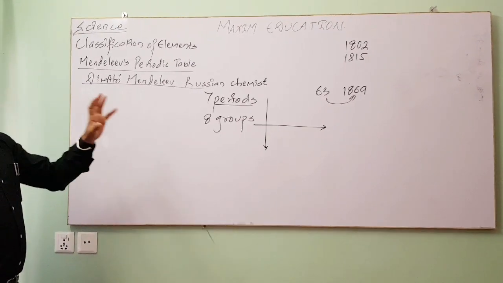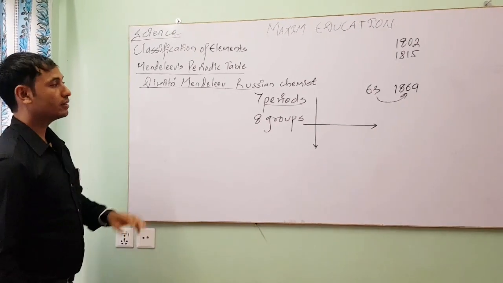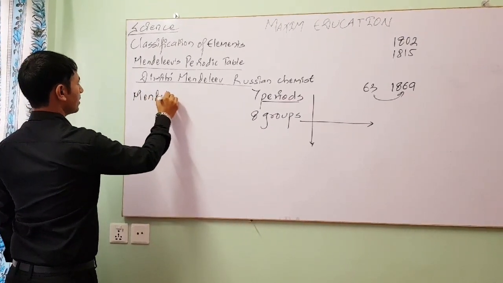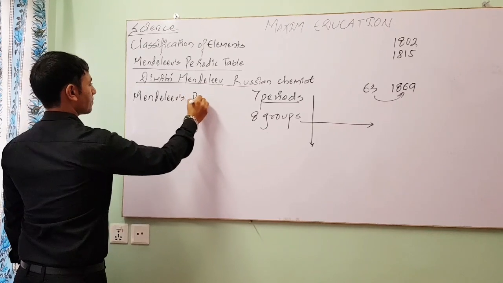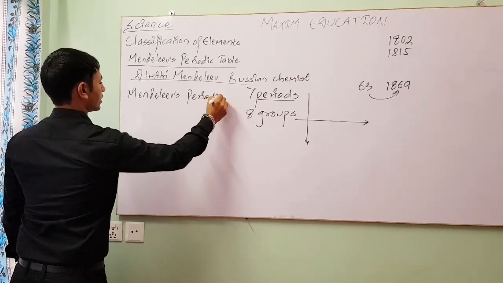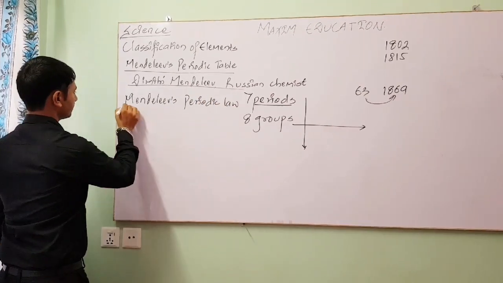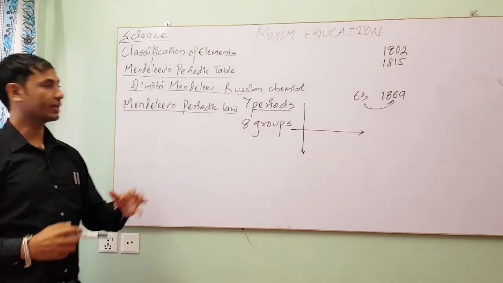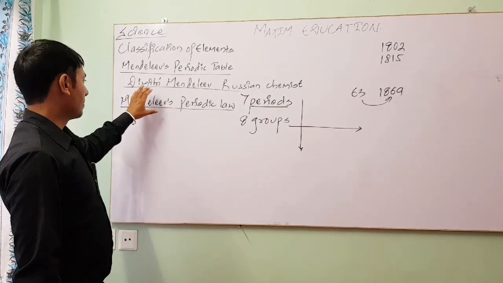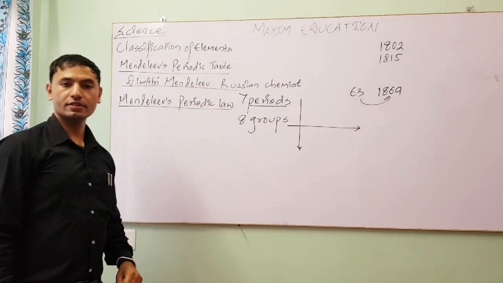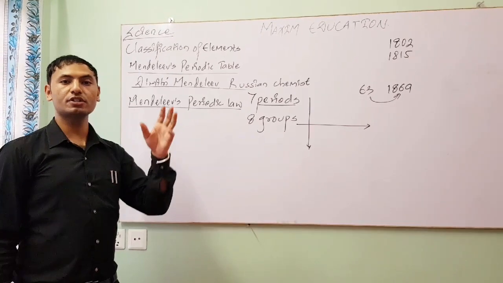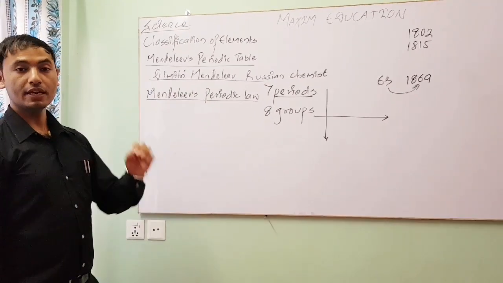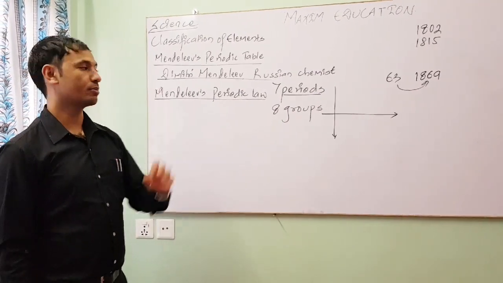And he classified the elements using a law known as Mendeleev's periodic law, because he needed a principle, a law by which he could carry out the classification. Mendeleev's periodic law states that the physical and chemical properties of the elements are the periodic function of their atomic mass.